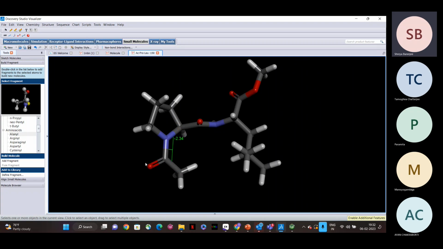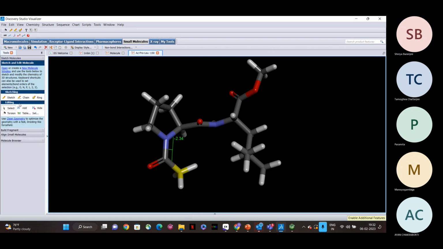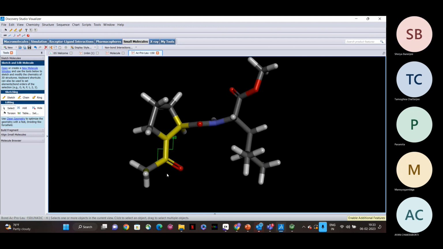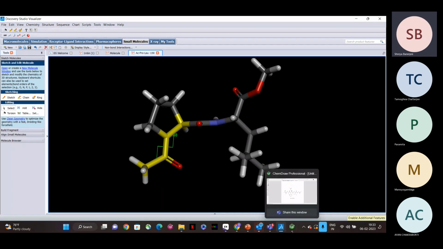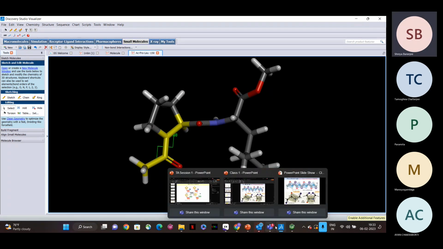You learned that the amide bond has partial double bond character. So if this partial double bond is in this conformation, then it is a cis conformation. I'll rotate this bond. If it is in this conformation, then it is a trans conformation. This is the trans conformation. So this is the omega angle.